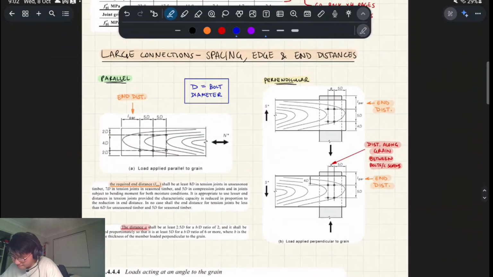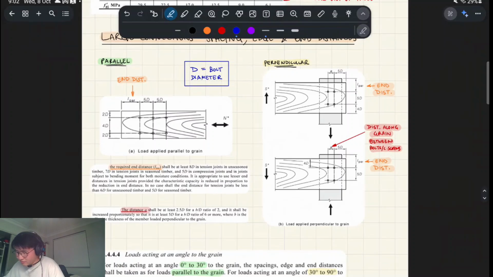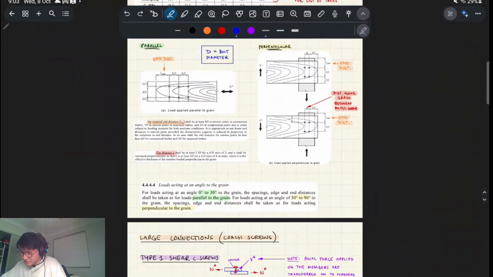Large connections. We have a bunch of rules similar to what we did for small connections, on what our end and edge distances can be, and the distance along the grain and between the bolts, etc. But there are just more rules, and the code gives you the definitions for what L par is, the parallel length, and what the distance A is, which is the distance between the bolts along the grain. Anyway, it's a bit dumb, basically.